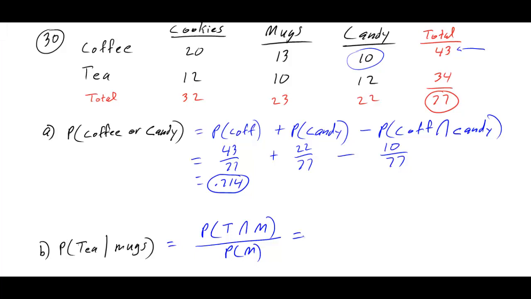Well, we look up here and we have tea and mugs where they intersect. Up here, that's a total of 10. So that would be 10 out of a total of 77. And the probability of mugs, well, if we look at the column here with mugs, that would be 23 out of a total of 77.